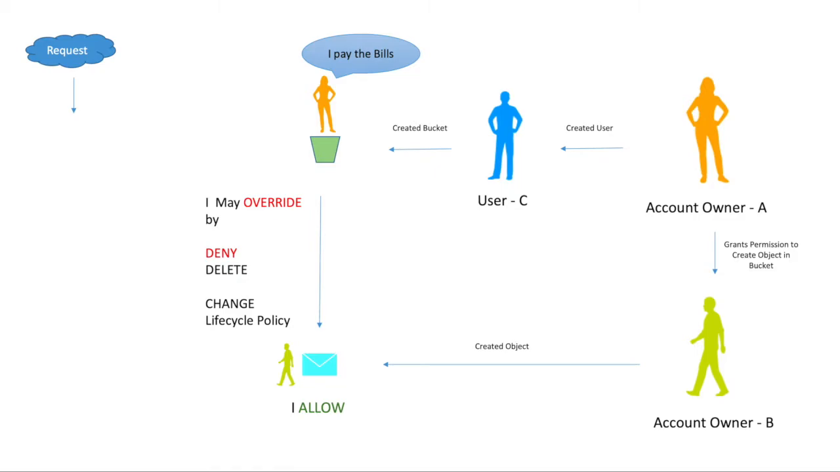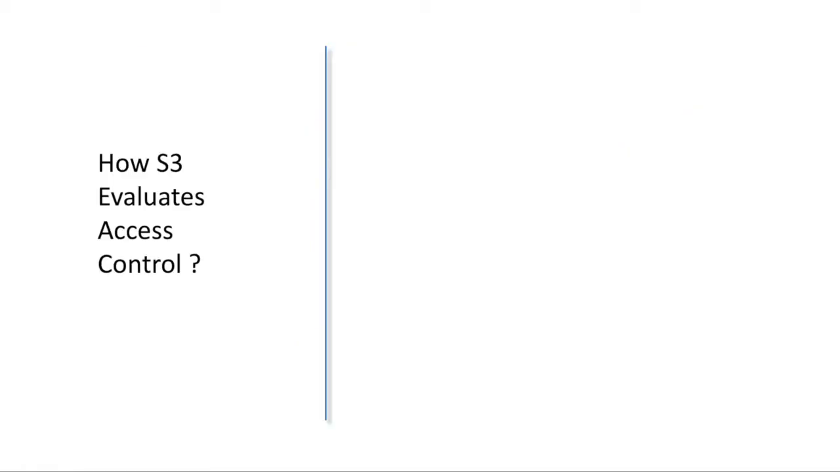Now let's say a request is made. Firstly an authentication check is done, and based on that authentication check, it is established whether that user is authenticated or an anonymous user. If it is an anonymous user, AWS provides a canonical ID, something like this, to the anonymous user, so you know that this pertains to an anonymous user. Okay. So now let's see how S3 evaluates access control.